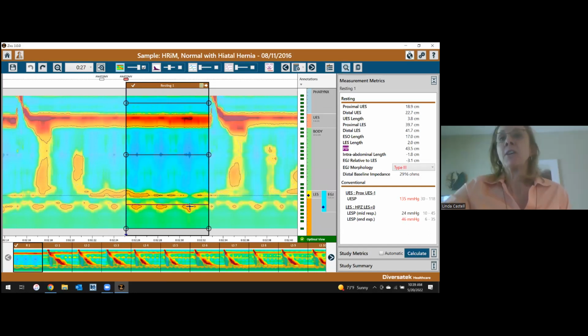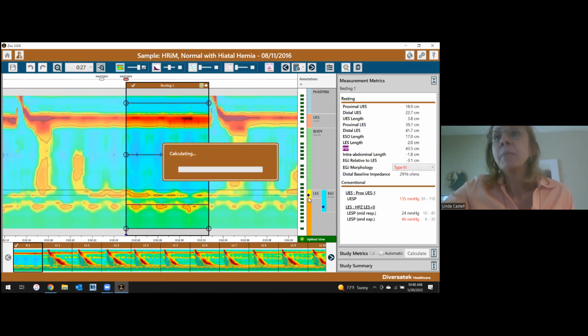So can you guys appreciate this patient has a larger hernia here? So I would set my proximal border kind of where yellow is. And then the distal.